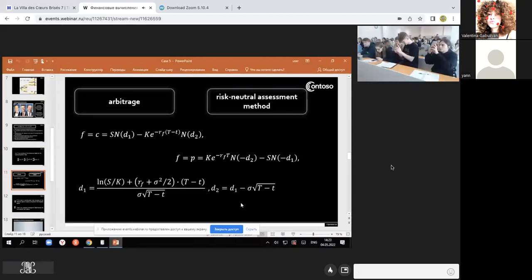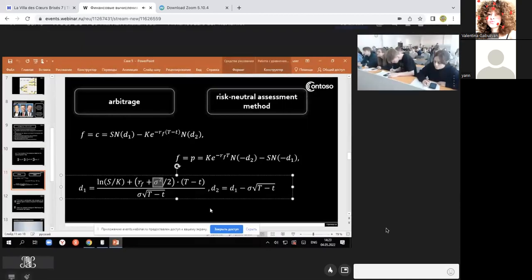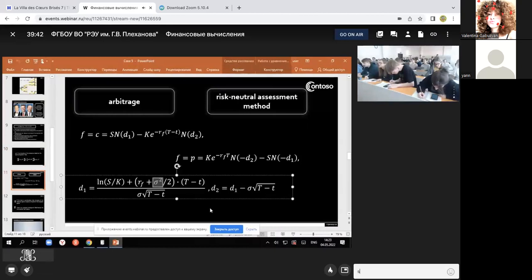Here, S represents the current stock price, K will be the strike, RF is the risk-free rate, sigma represents the implied volatility. Do you remember how to get the implied volatility? Do you understand me, yes or no? I'm talking about this number. Silence, total silence.